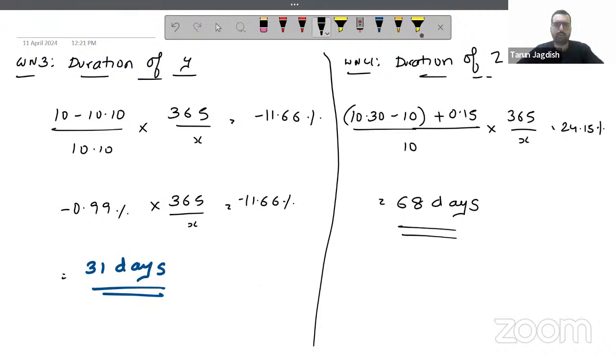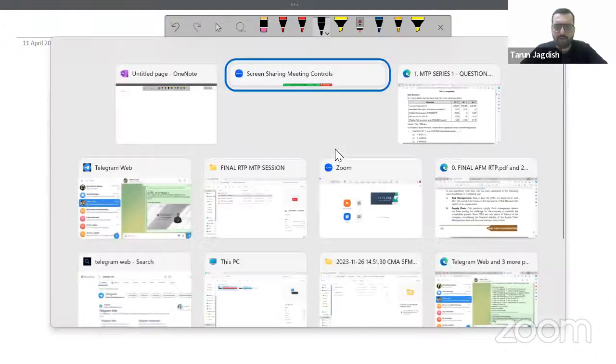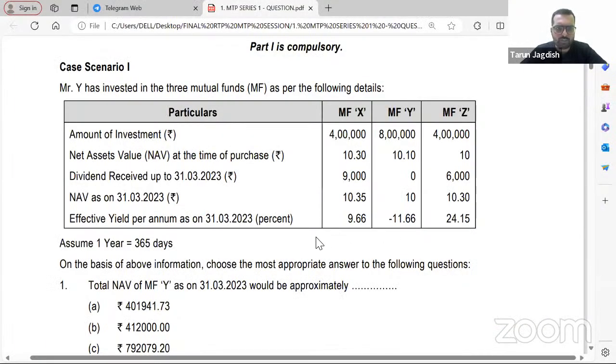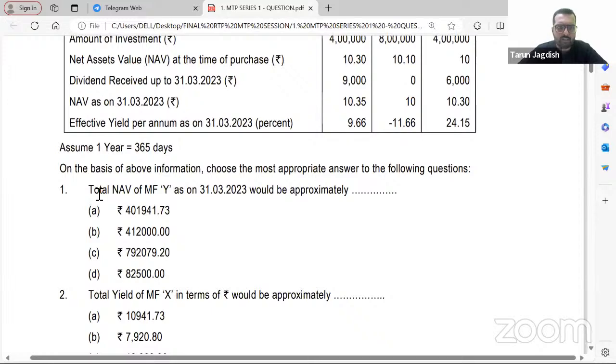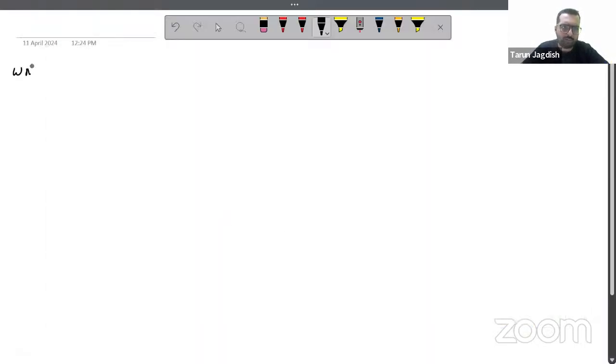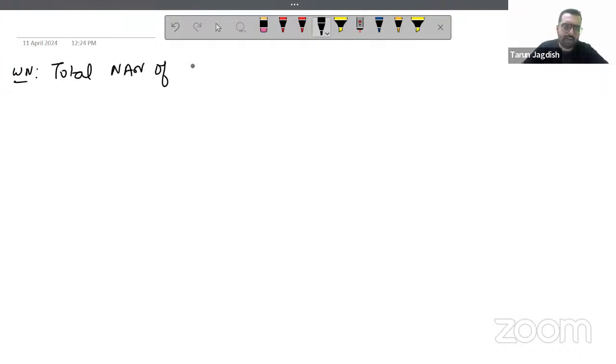Perfect. So friends, we got the duration of X, we got the duration of Y, and we have also got the duration of Z. Now I'll go to the next part. Once we get the duration, from this now we'll start reading the requirements. The total NAV of mutual fund Y is what they're asking first. So I'll write down total NAV of mutual fund Y.